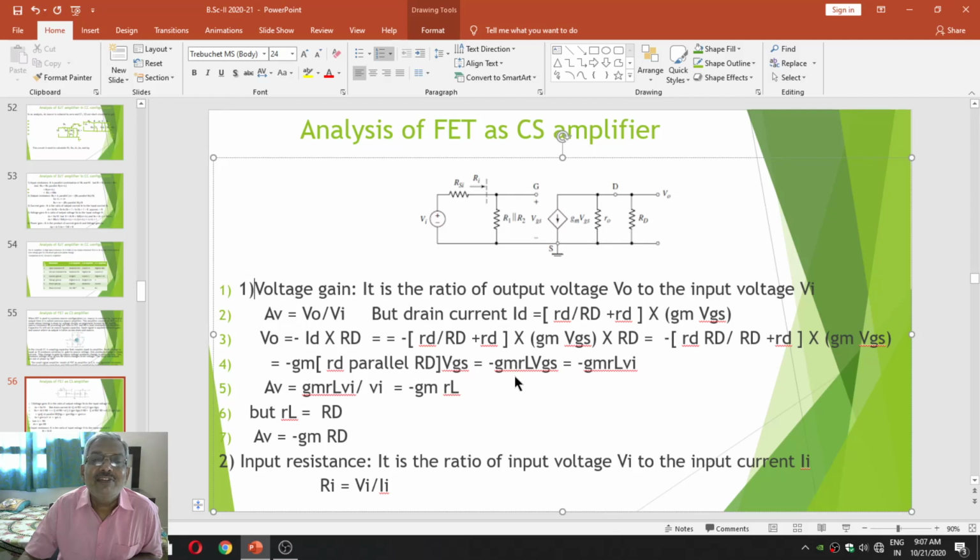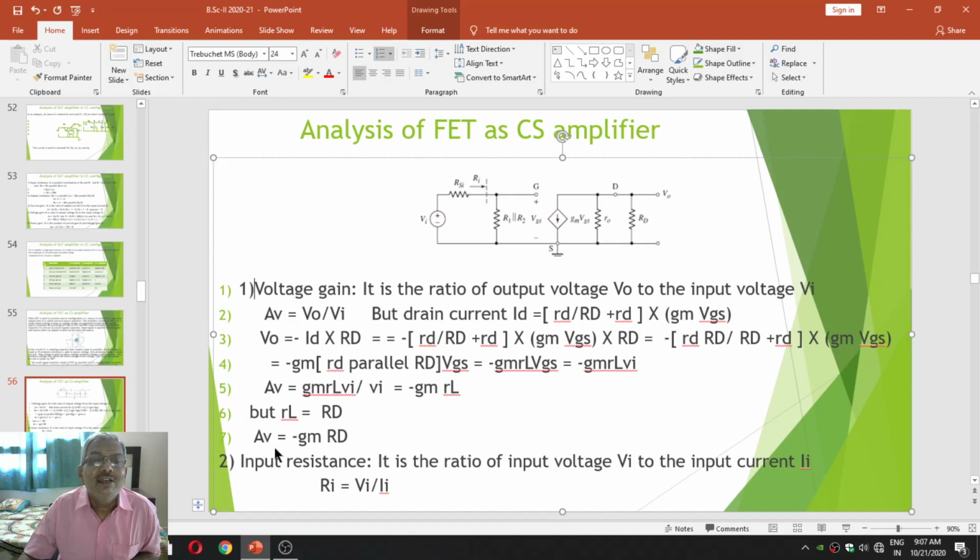That's equal to minus Gm into RL into VGS, which is equal to minus Gm into RL into Vi. But RL is equal to capital RD. So that's why we can write Av is equal to minus Gm into capital RD. VGS here is equal to Vi. So that is the aspect why we have written it here as Vi. So RL is equal to capital RD in this case.